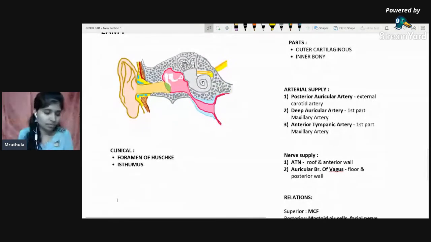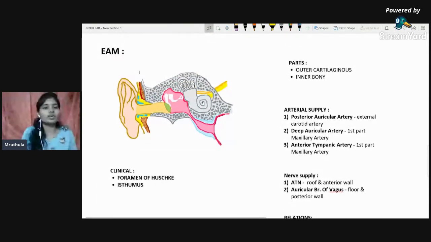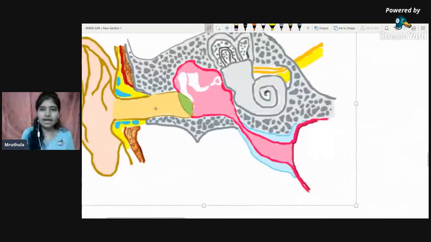Now coming to the external acoustic meatus. We mentioned there are two parts in the external ear. What we saw first was the pinna or the auricle. Now the pinna or auricle is over, and we are moving deeper. What we are going to see is the external acoustic meatus, or the external auditory meatus. So have a look at this diagram. Where is the external acoustic meatus located?